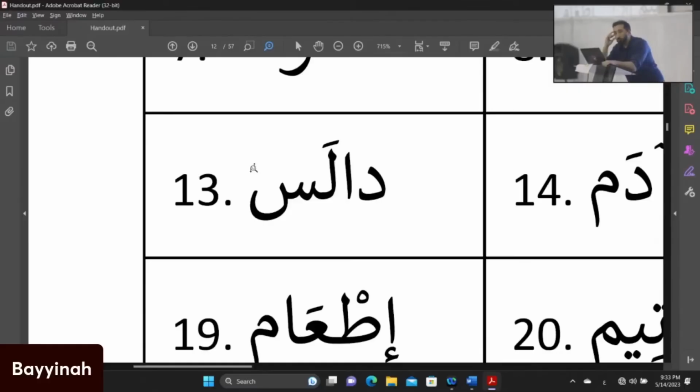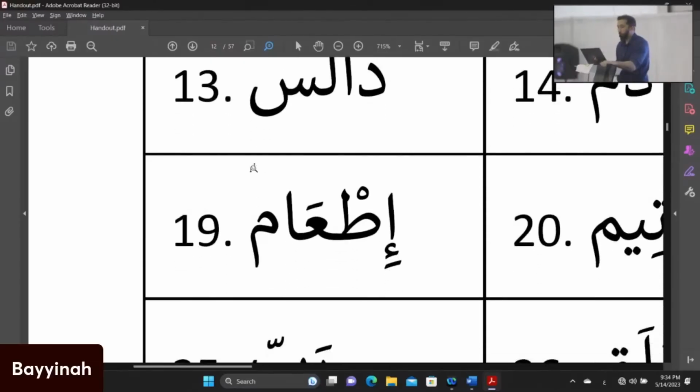Fully flexible, partly flexible, non-flexible? Partly flexible, because places and foreigners are partly flexible. This is a place, so it's partly flexible. Which means the rafa', nasb, and jar versions are what? The rafa' version? Dalasu. Nasb version? Dalasa. Jar version? Dalasa.